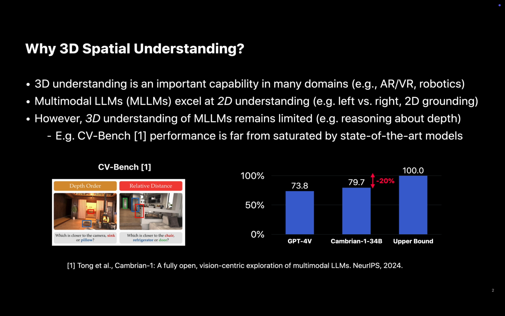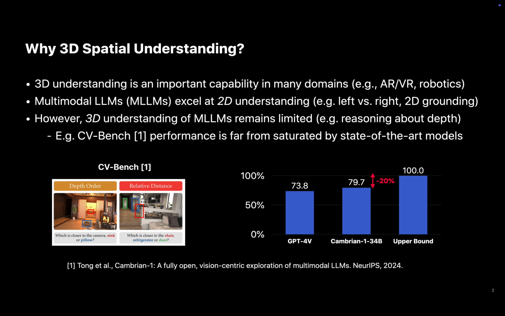And as one example, there was an earlier study in the Cambrian 1 paper where they introduced this benchmark called CV-Bench. This benchmark focuses on spatial understanding, including also 3D understanding, as you can see here in these two tasks. On the left-hand side you have the depth ordering task, where you need to tell which object is closer to the camera, object A or object B. And also the relative distance task on the right-hand side, where, given a reference object in 3D, you need to decide which object is closer to the reference object, object A or object B.